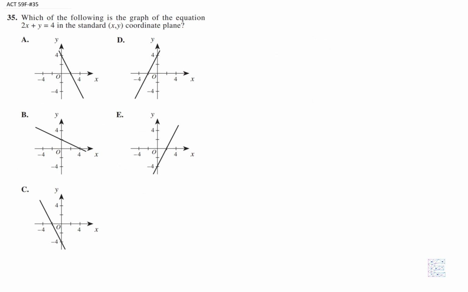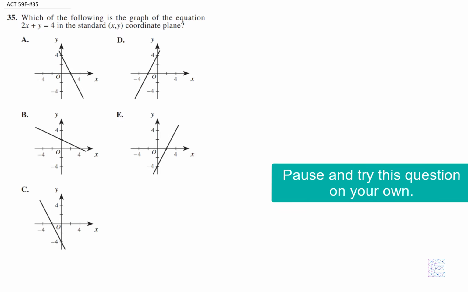This next question is from ACT Test 59F. This is question 35. And once again, we're going to read it, but first I encourage you to hit pause on this video, try the question, and see if you got the answer right. Which of the following is the graph of the equation 2x plus y equals 4 in the standard xy coordinate plane? Go ahead and try this question, hit pause, work it out, and then come back and watch the rest of the video to see if your answer is right.